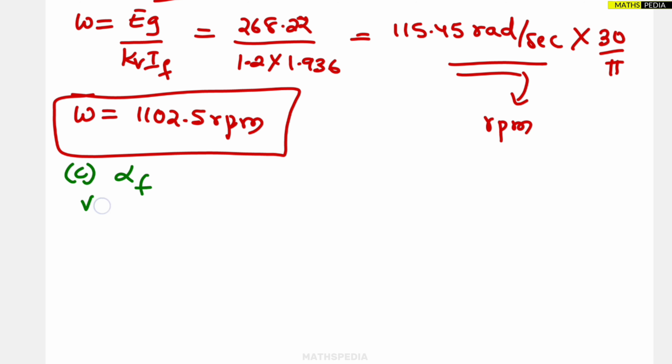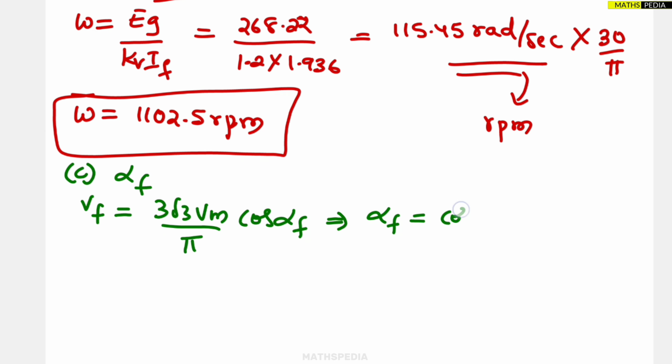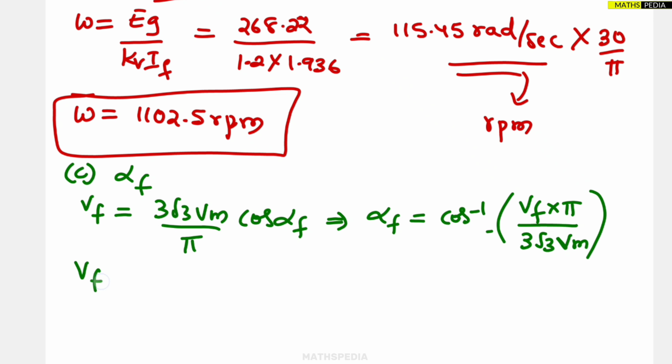How to find out? The VF formula you have to apply: VF equals 3 root 3 Vm by pi into cos alpha F. From this you have to calculate alpha F is equal to cos inverse of VF into pi divided by 3 root 3 into Vm. Find VF. VF is nothing but IF into RF, I into R.